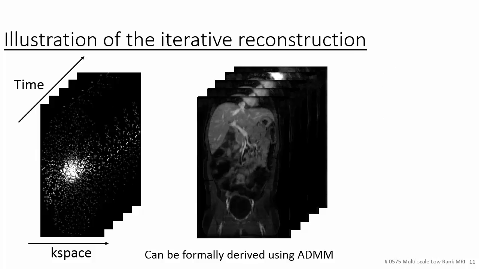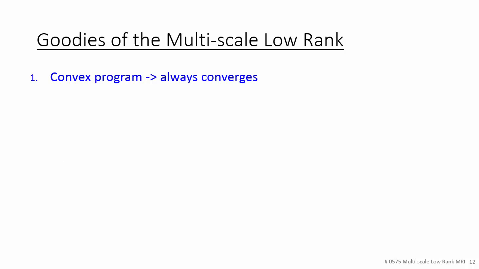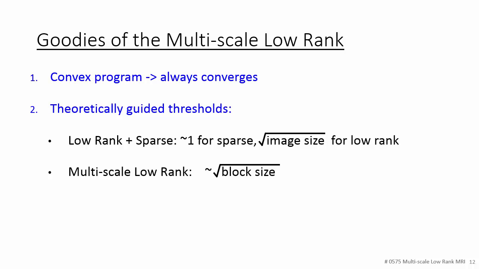Now, this update step is very intuitive and allows us to peel off the significant components for each scale iteratively. But it turns out it can also be formally derived using ISMRM. And moreover, the multiscale low rank is also a convex program, which means that it always converges to the right solution. And we also provide theoretically guided thresholds. Basically, for the multiscale low rank, for a particular block size, you would choose your threshold to be proportional to the square root of the block size. And so if you have 8 scales, instead of picking 8 thresholds, you would just pick 1 scaling factor.